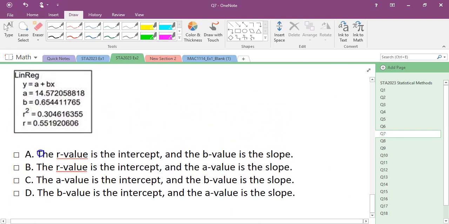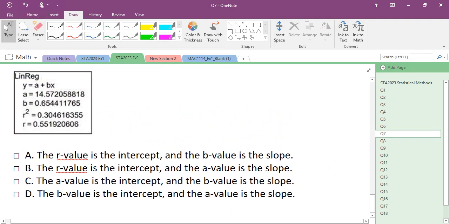So right up in here it says the R value is the intercept, the B value is the slope, the R value is the intercept, the A value is the slope, the A value is the intercept, the B value is the slope, or the B value is the intercept and the A value is the slope. Which one is it? Definitely C.